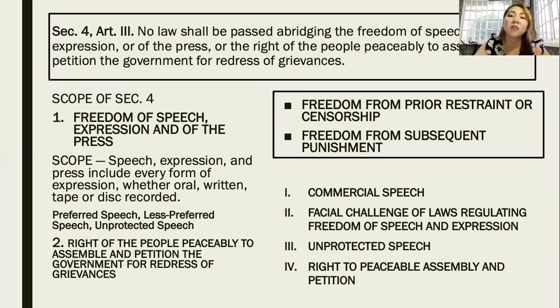So are all kinds of subsequent punishment prohibited? So kagaya kanina, no. Similar to the rules on prior restraint, the freedom of speech and expression is not absolute. This is subject to the police power of the state. Kasi nga, police power is for the general welfare. What are the standards for allowable subsequent punishment of expression?